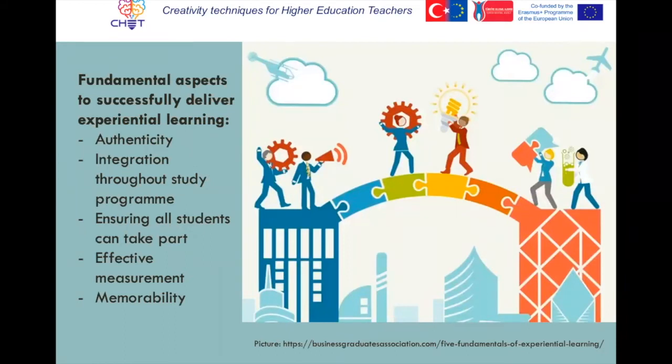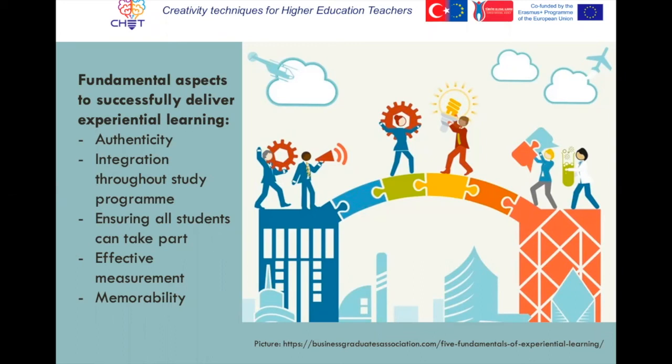In the 1980s, David Kolb described experiential learning as a process that brings education and personal development together with workplace experience. He expressed this as a cycle of experience, observation, and reflection. There are five fundamental aspects that are key to successfully planning and delivering experiential learning.